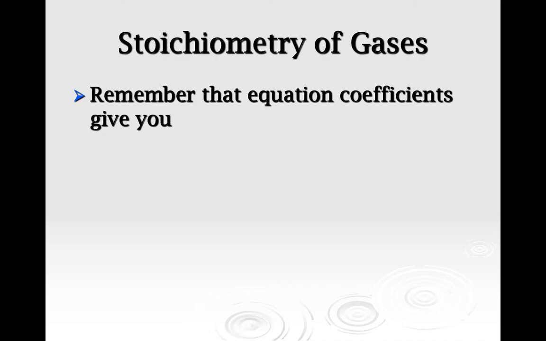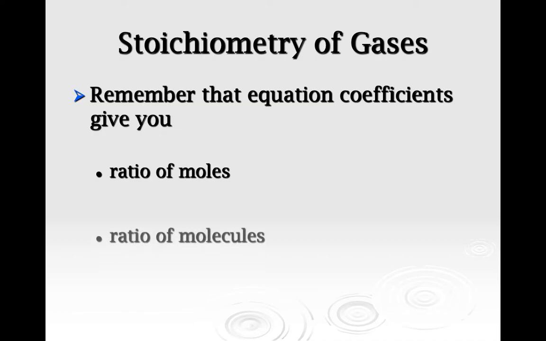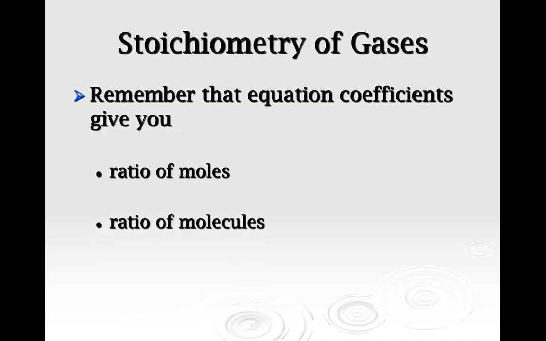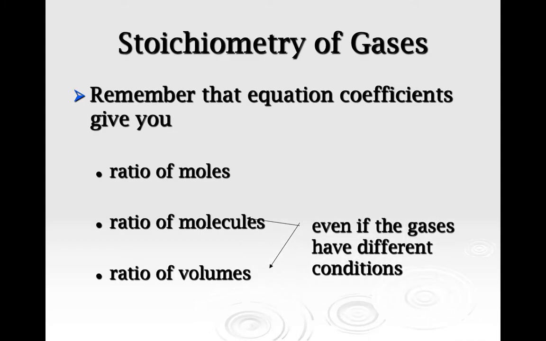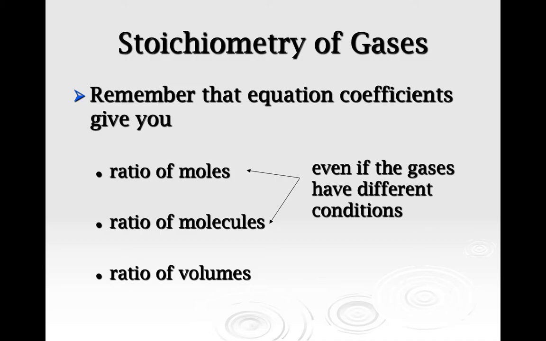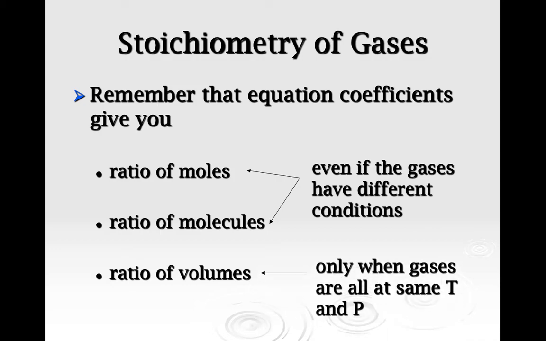So remember that equation coefficients give you mole ratios. So I just talked about that. They can give you molecule ratios. And now if everything in the chemical reaction is a gas, it can give you volume ratios. For moles and molecules, it does not matter what the conditions are. For volume, it does. You can only use Gay-Lussac's law when everything is at the same temperature and pressure, which oftentimes will be STP.